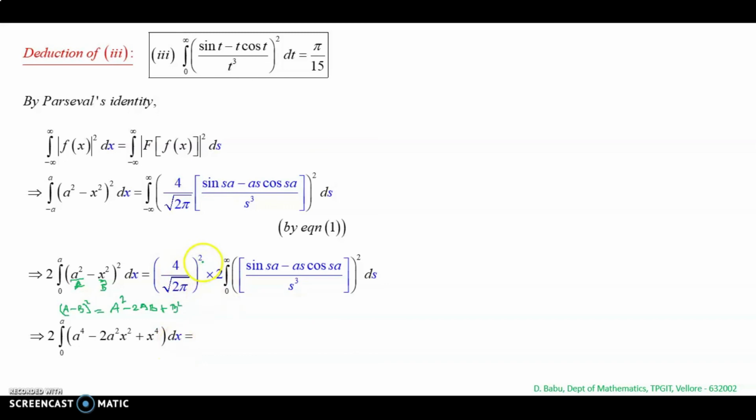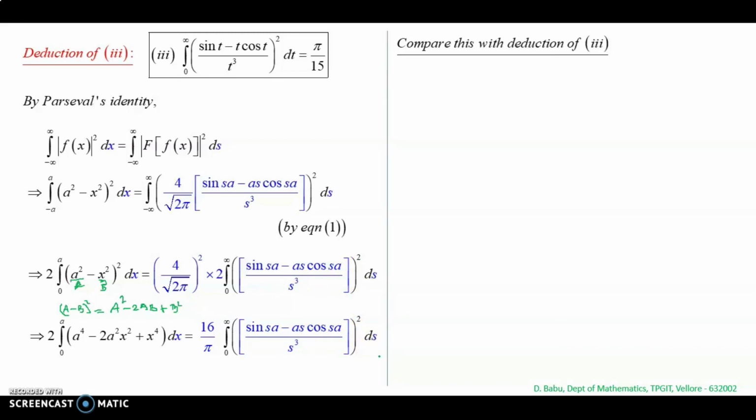Here 4 square is 16, and square root of 2 pi the whole square is 2 pi. This 2 and this 2 cancel, therefore 16 by pi times the integral from 0 to infinity of sin sa minus as cos sa divided by s cube, the whole square, ds. Now compare this with deduction of 3.